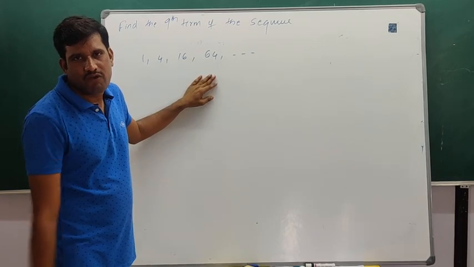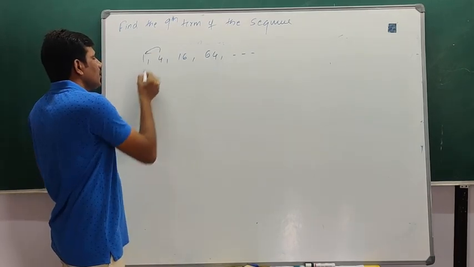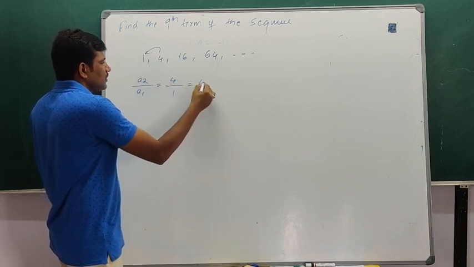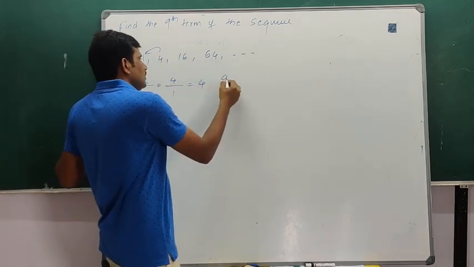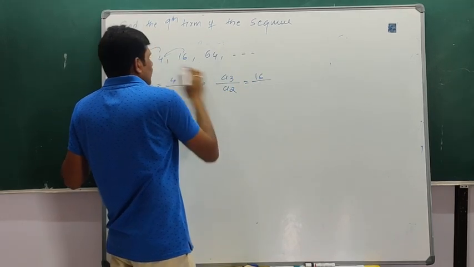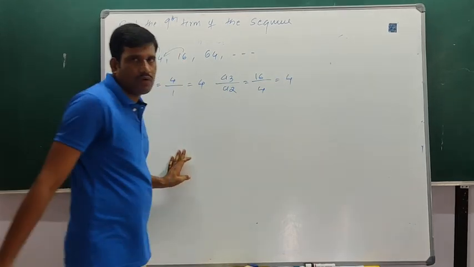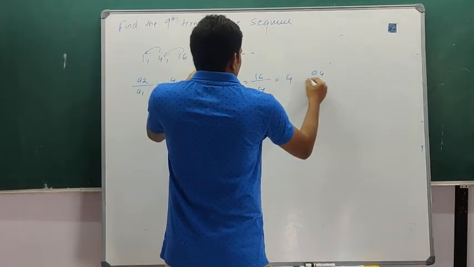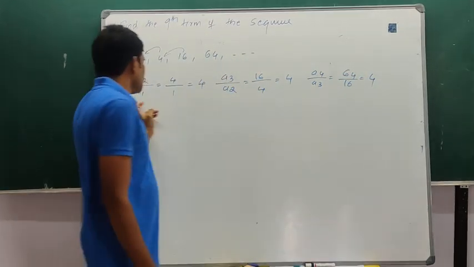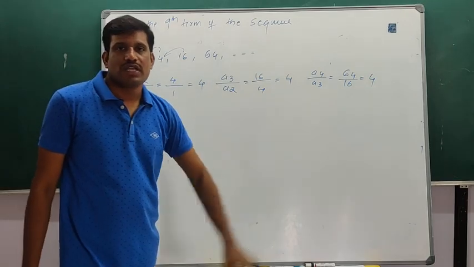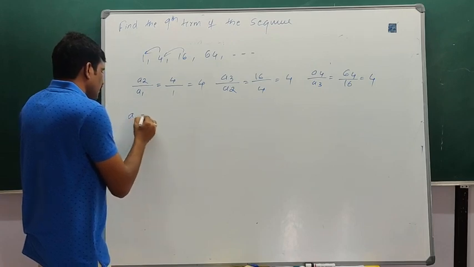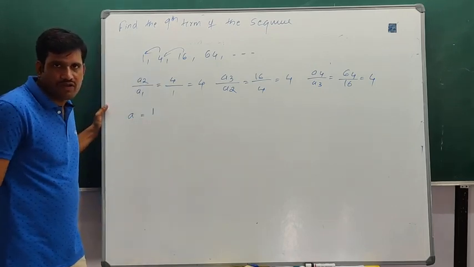If it is not an AP, then check for GP. So find the second term divided by the first term. That is a2 divided by a1, that is 4 divided by 1, which is equal to 4. Similarly, the third term divided by the second term is 16 divided by 4, which is also 4. The fourth term divided by the third term is 64 divided by 16, which is also the same. So we can see that the common ratio is the same. Therefore this is a GP, that is a geometric progression. What is the first term? The first term is 1.